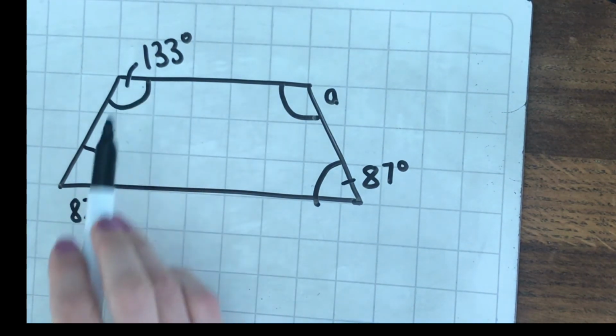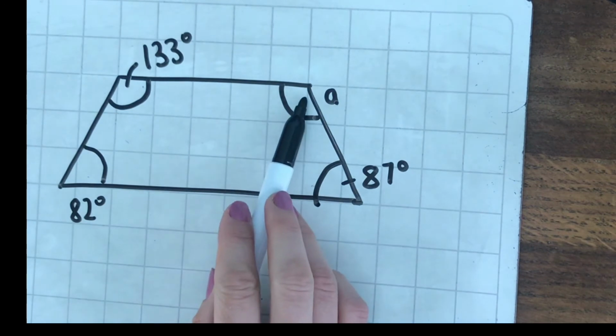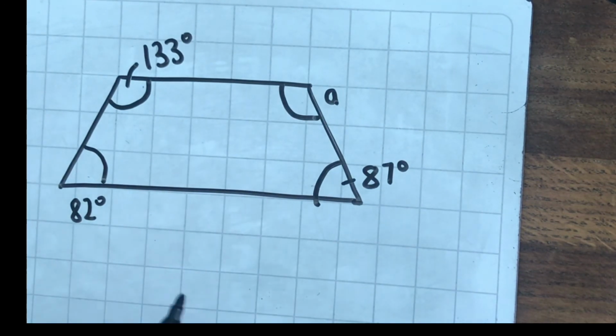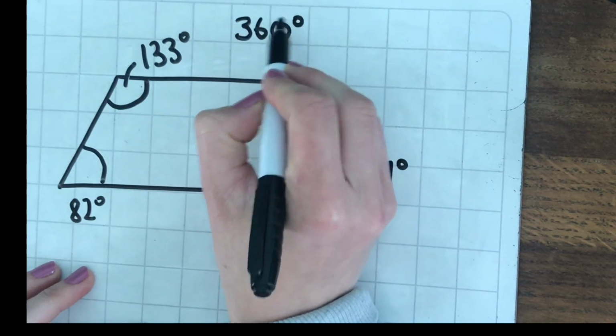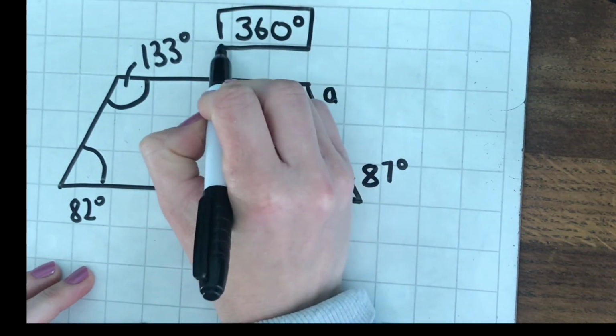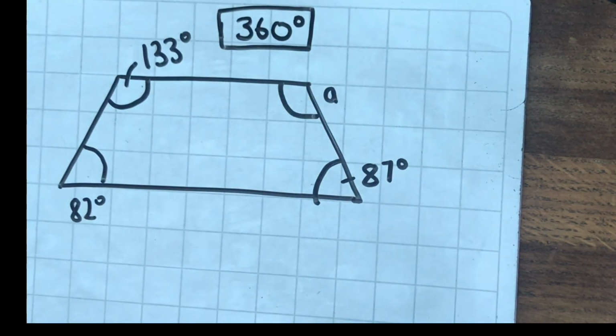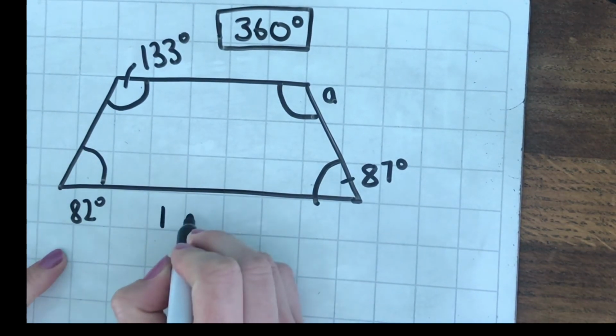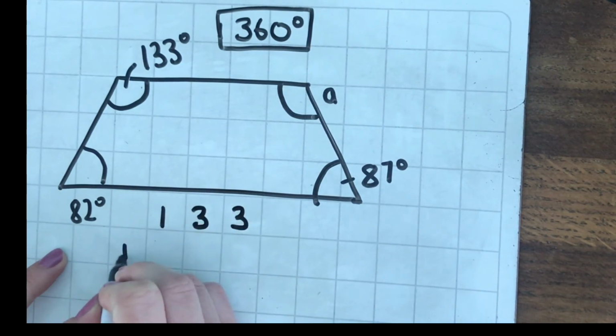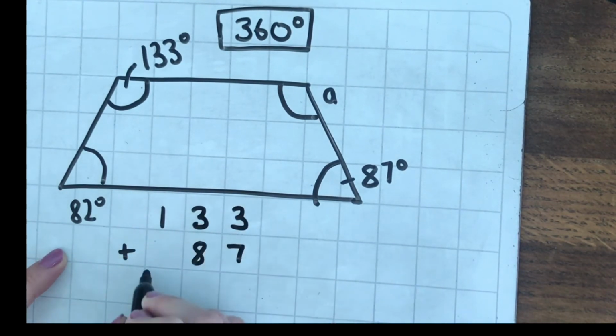So this angle plus this angle and this angle and that angle all together total up to 360 degrees. It's important that you know that the angles in a quadrilateral, a 4-sided shape, equal 360 degrees. So there are 2 steps to work out the size of the missing angle. Step number 1 is to add the angles you already know. So I'm going to start with 133 plus 87.